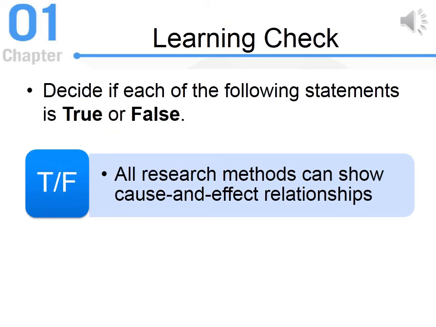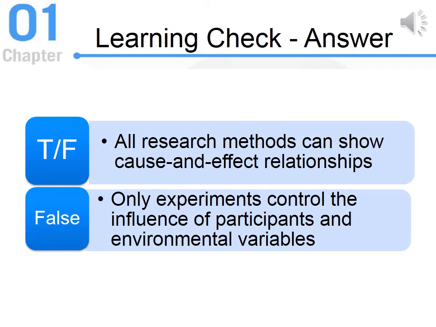Last one in this section. All research methods can show a cause and effect relationship. True or false? What do you think? That one's false as well, because only experiments control the influence of all factors, participant factors and environmental factors. So only the experimental method has control and manipulation, and those are required characteristics for cause and effect relationships. So only the experimental method can do that.